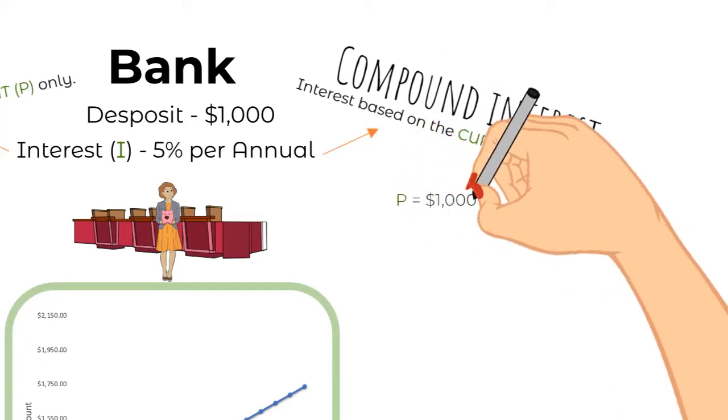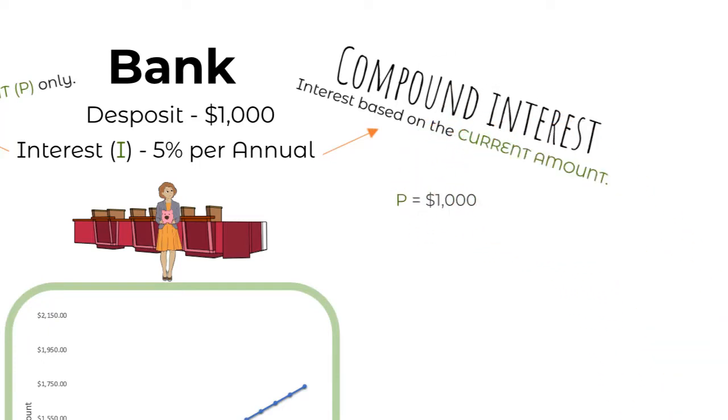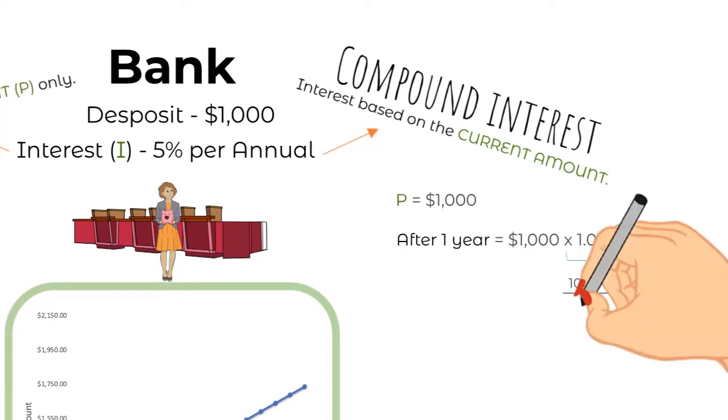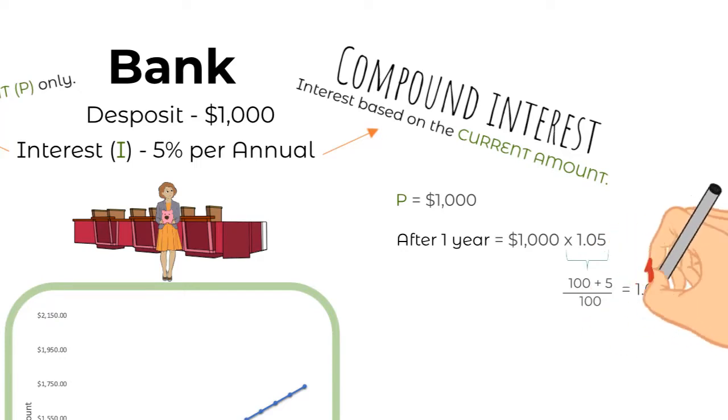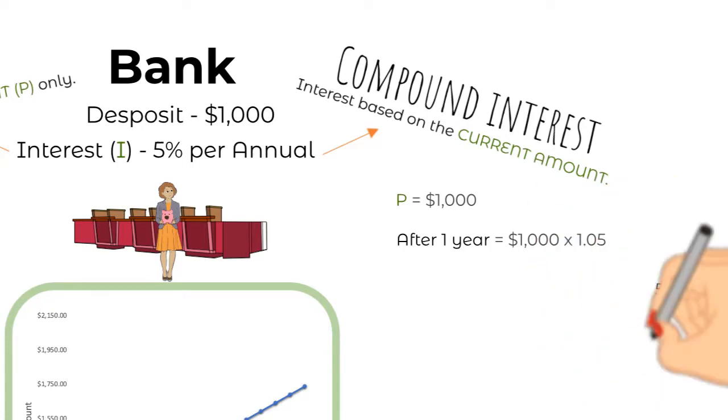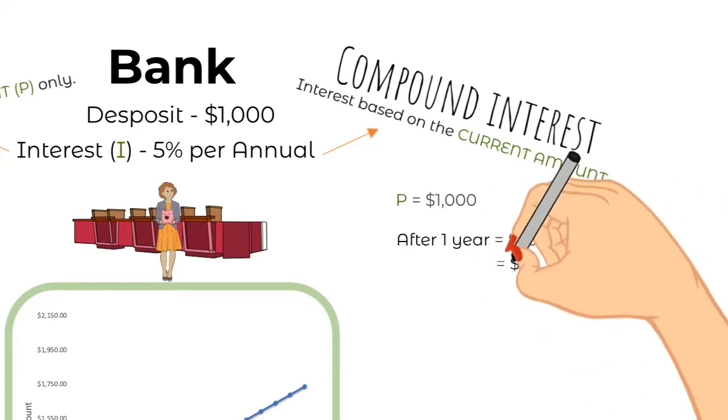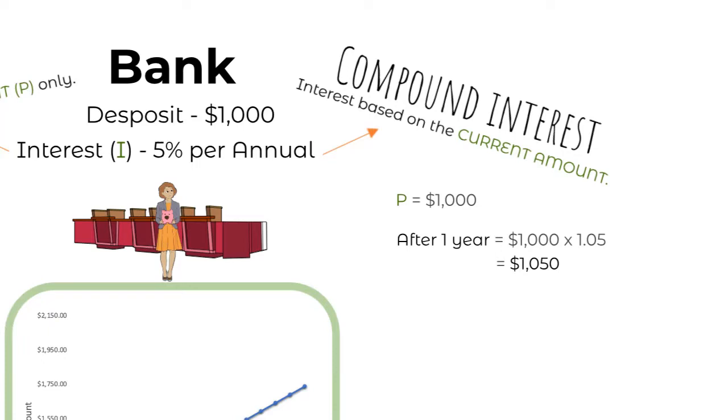So starting with the same principal amount, after 1 year, I will have $1,000 increased by 5%. Now my multiplier to increase something by 5% would be 1.05. And this is because I can take 100% plus 5%, that gives me 105%, divide by 100, and I get my 1.05. If you are not comfortable with that yet, please go and watch my previous percentage video. That gives me the grand total of 1,050 after 1 year. The same as when I did simple interest.